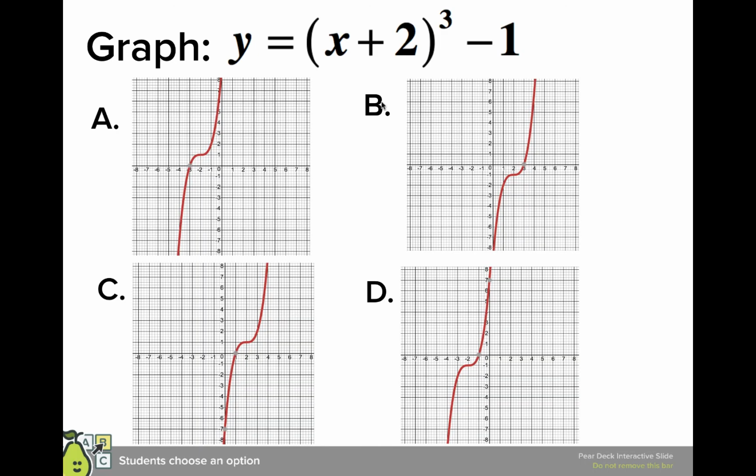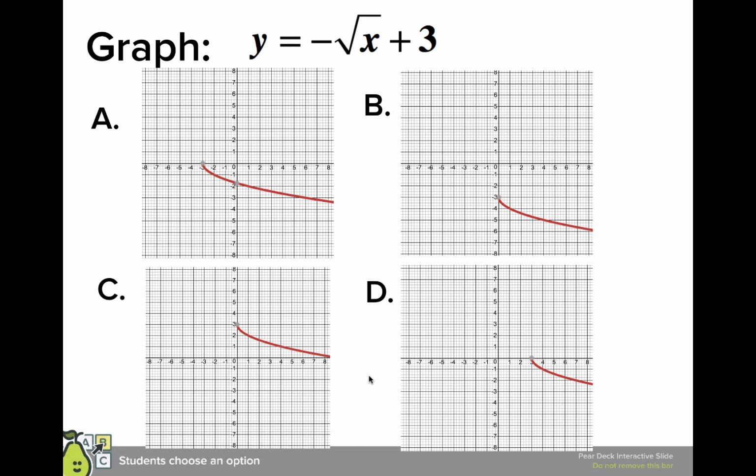Okay, what's the graph of y equals (x plus 2) cubed minus 1? Okay, opposite and same. So it's going to be left 2 and then down 1. So that would be D.